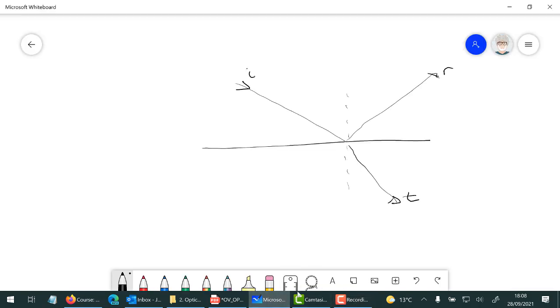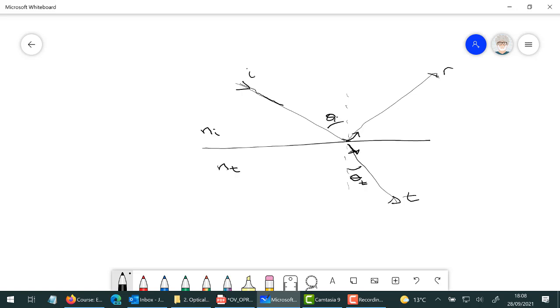If we think about the incident ray coming in and hitting the surface, then some of the light will be reflected and some of the light will be transmitted. And Fresnel equations tell you how much of the light will be reflected and how much will be transmitted. It depends on the angle of incidence and the angle of transmission. So it depends on the refractive index in the incident material and the refractive index in the transmitting material.